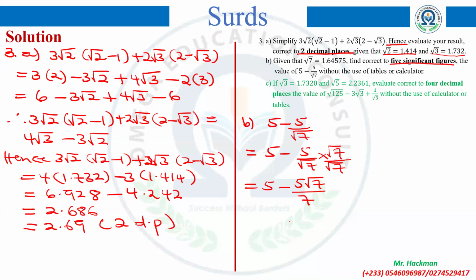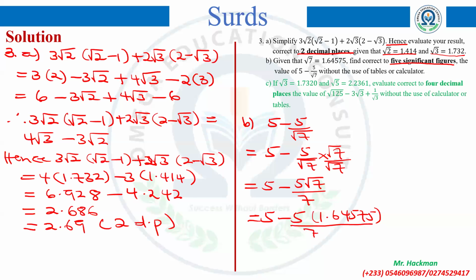Yes, please. So at this point, please take note. Because the root 7 is appearing in the numerator, you can go and substitute your value. So the value of root 7 was given as what? As 1.6457..., so into 1.6457, all over 7.